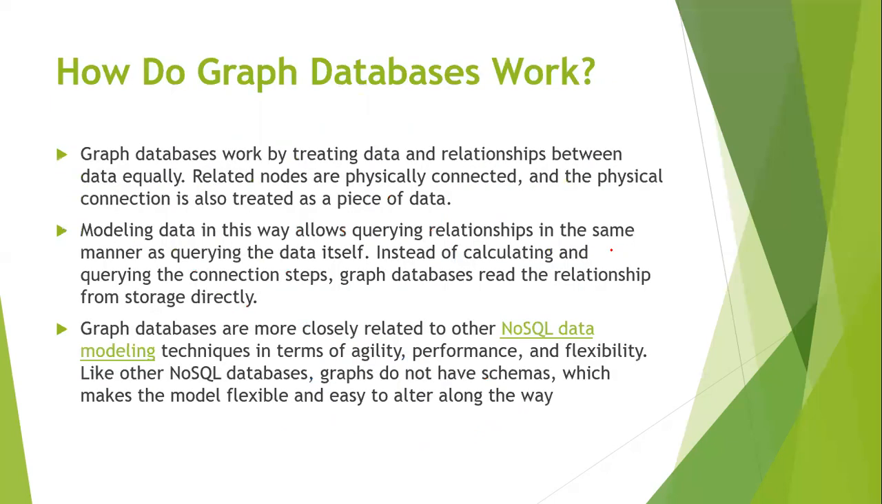Next, how the graph database works. A graph database works by treating the data and the relationships between the data equally. That means the priority given to the data is the same priority given to the relationships also. Related nodes are physically connected, and the physical connection is also treated as a piece of data. Modeling data in this way allows querying relationships in the same manner as querying the data itself. Instead of calculating query connection steps, a graph database reads the relationships from the storage directly.